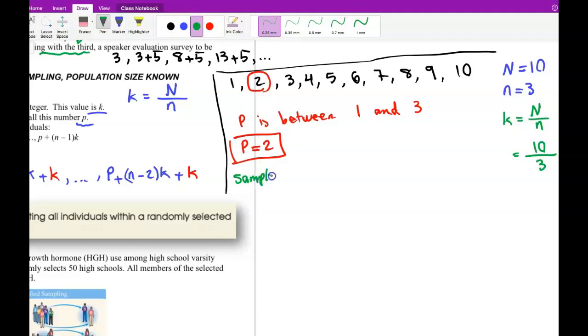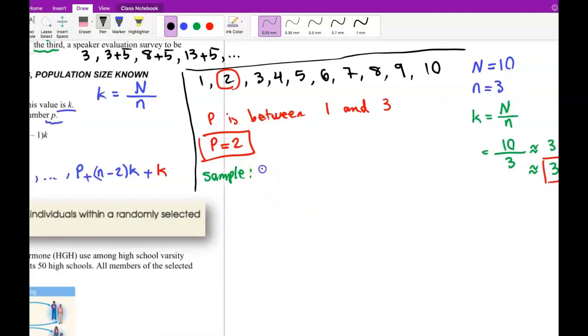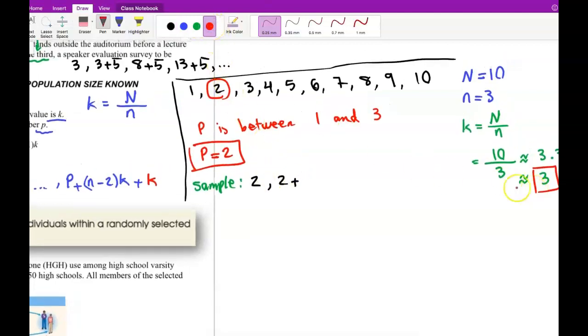So this is our sample. Starting point is 2. Then after that, 2 plus K, which is 3. Now here is 5. So 5 plus K is 3. And our sample size is 3, so we're going to stop here because we only need 3. Our sample is 2, 5, 8.